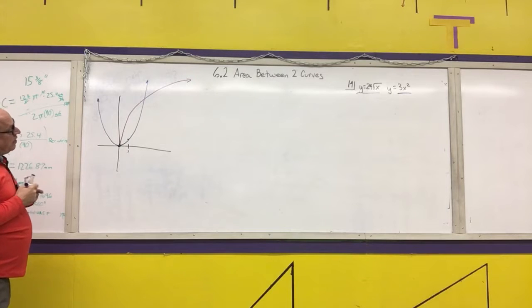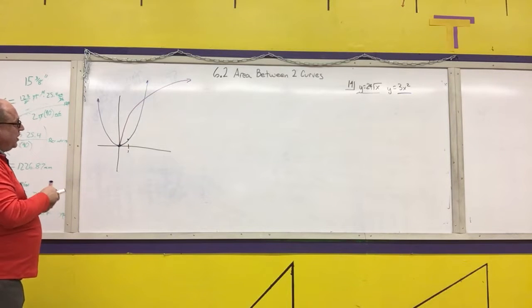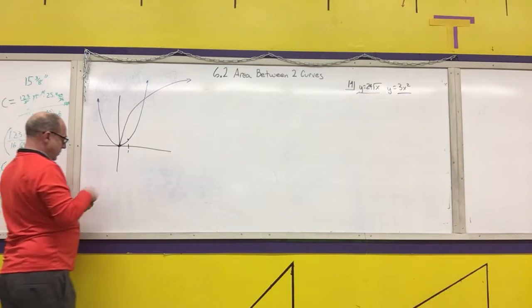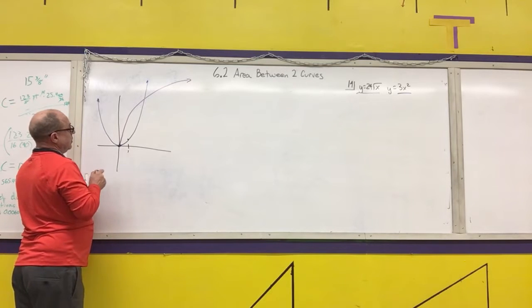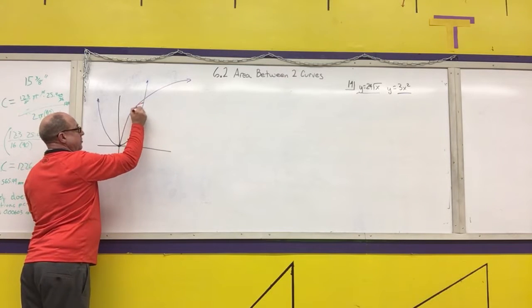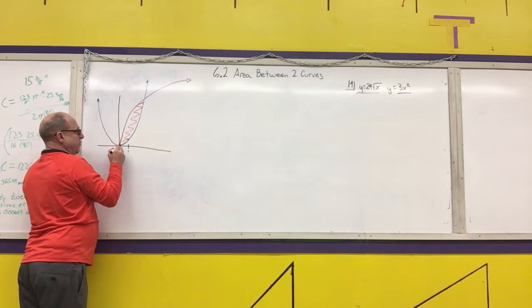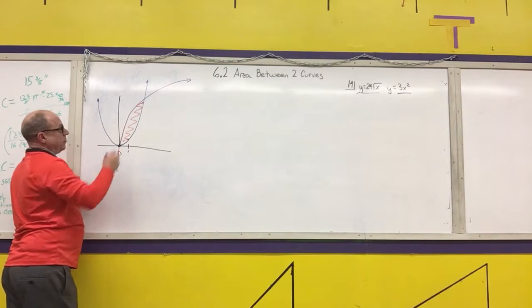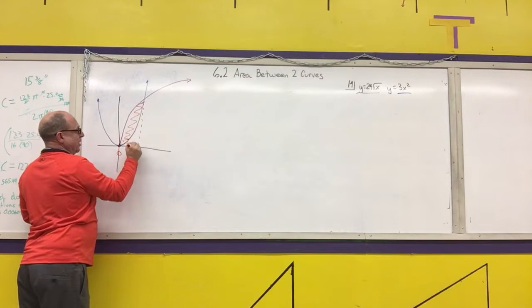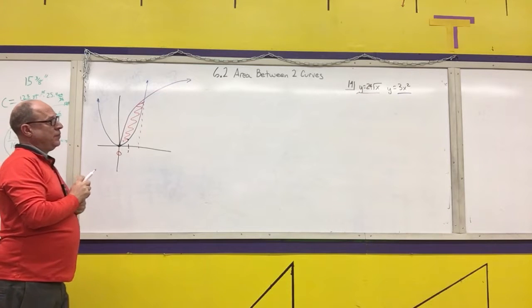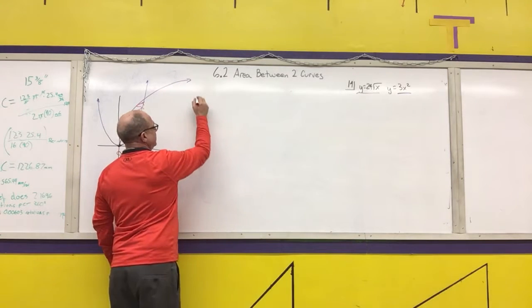So now I look at it and I figure out where they intersect, and that's the region that I want to find the area of. And that would be here, this region right here. Well, I have my lower limit. It's going to be 0. What I need to find is my upper limit. And my upper limit is where those two equations are equal to each other.